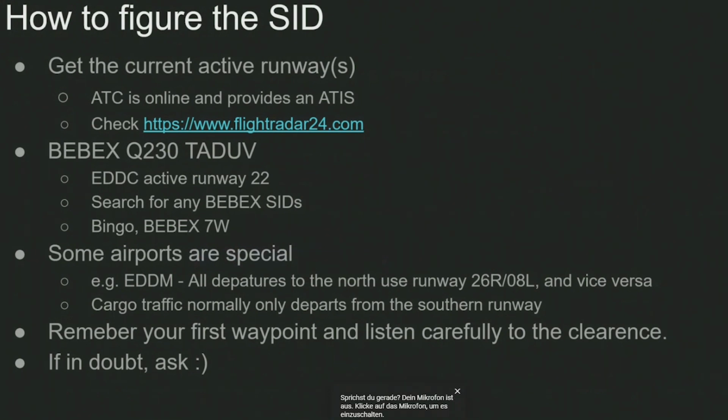So, the difference between VATSIM and PilotEdge is that on PilotEdge you don't insert the departure routes and the STARs. SIDs and STARs are not included in the flight plan for PilotEdge. But VATSIM does have that. It doesn't really matter on VATSIM. You can put it there, and you can also leave it out and sort everything out on your side.